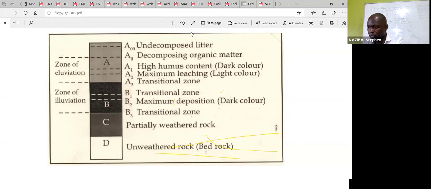So you want the definition. I want to give you the real definition so that you copy and you have it.